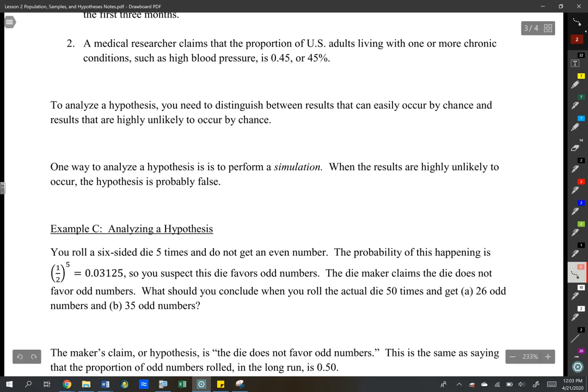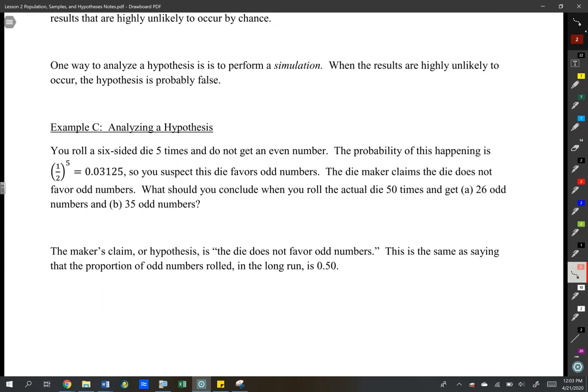All right? So we're going to look at an example here where we do a simulation and we're going to analyze the hypothesis. So we have a 6-sided die that we're going to roll 5 times, and every time we roll the die, we do not get an even number. All right, that's pretty strange. We rolled it 5 times, half the numbers on a die are even. I should expect at least one time I'm getting an even number. So the probability that this happens is 0.03 or 3%. So you start thinking maybe this die favors odd numbers.